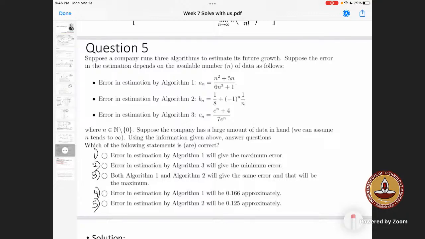So in order to find the limit of a n, what should we do? We can take n square common. You can divide both the numerator and denominator by n square, right? Yes, sir. So once you divide the numerator and denominator by n square, it will look like 1 plus 5 by n over 6 plus 1 by n square. Now, as n tends to infinity, 1 by n also tends to 0, 1 by n square also tends to 0. So the value will be 1 by 6.